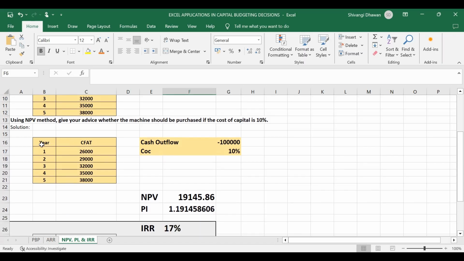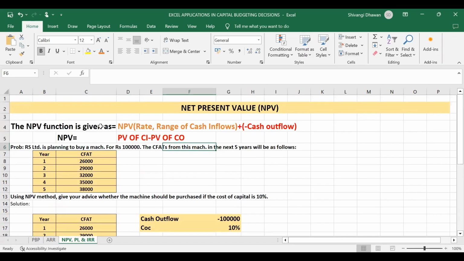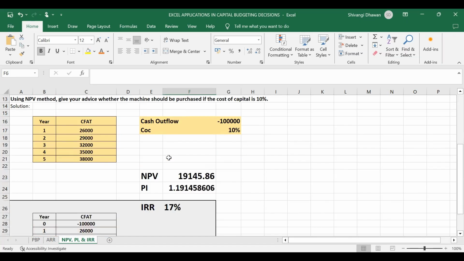So let's solve it. Years are given to us, CFATs are given to us, cash outflow, that is 1 lakh is given to us, COC, that is 10% is given to us. Here, we require present value of cash inflows and present value of cash outflows in order to calculate NPV. We already have present value of cash outflow as 1 lakh. So we need to calculate present value of cash inflows. So let's start our question.